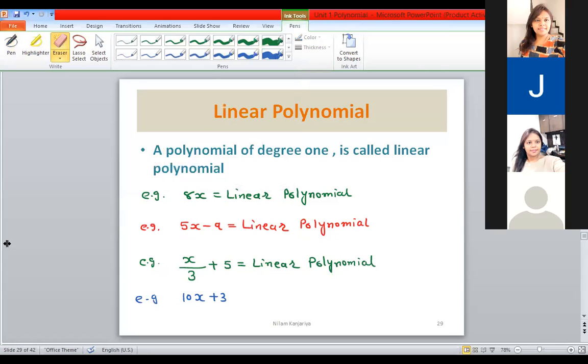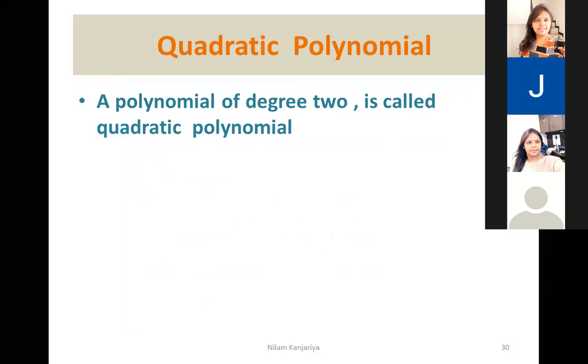Now, next definition. Look at the second definition. This is the quadratic polynomial, whose degree is 2. Degree 2 means the polynomial's highest power is 2, so it is known as a quadratic polynomial. Now tell me an example.